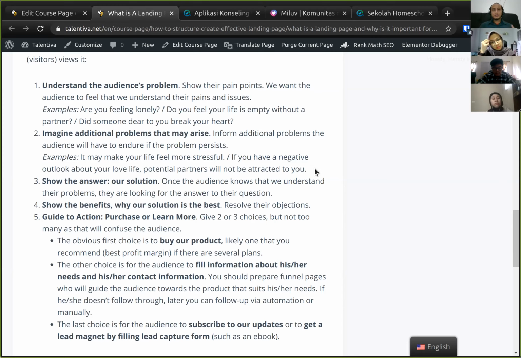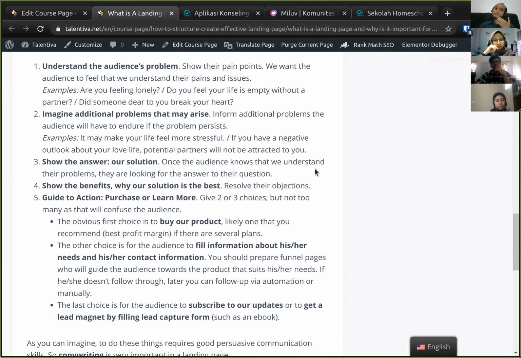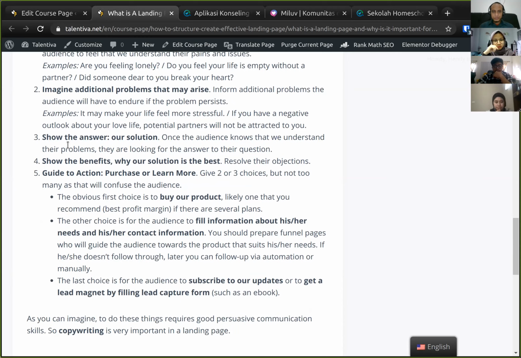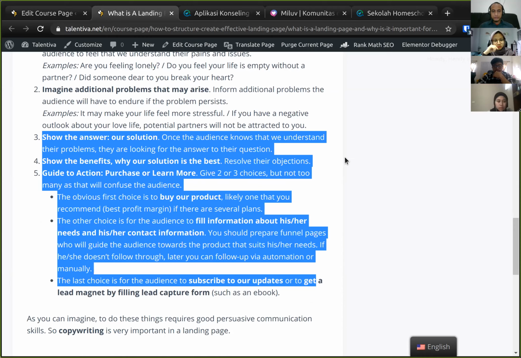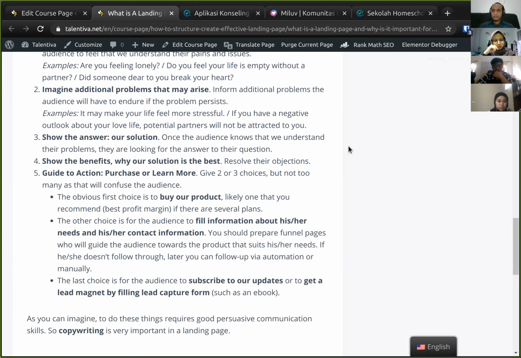So not just that the audience has a problem, but the audience has a future problem that will become an additional problem if they are not solving it. So it's like making the problem even worse, but not because we want the problem to be worse, but because we have a solution for you. So basically these five things, and then show the answer.